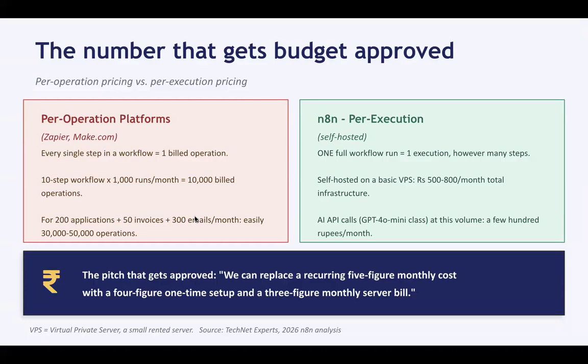Now, what is a per-operation platform? Zapier and Make.com are competitors for N8N. You can also build these workflows on those platforms, but every single step is a billed operation. So it gets very expensive very quickly, especially if your workflow has a lot of nodes, a lot of processes happening in the middle. That's why it's very important to understand whether your business wants a per-operation platform or a per-execution platform.